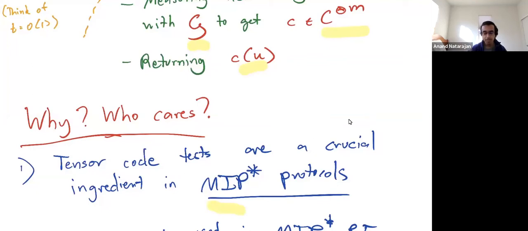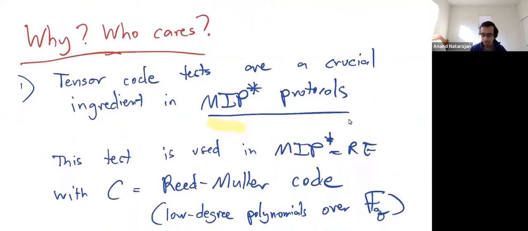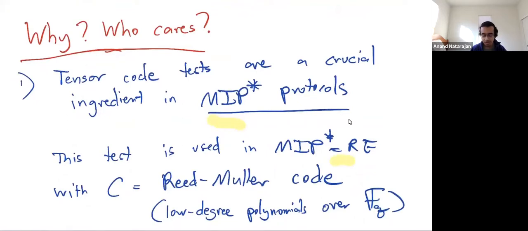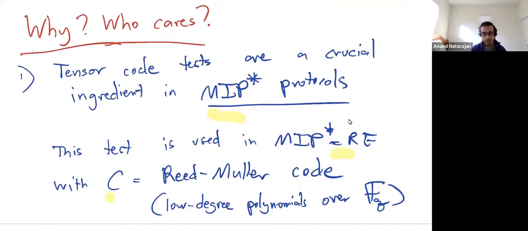So it's this class MIP star, which has been very interesting for quantum complexity theory. And indeed, in our result showing that MIP star is equal to RE, basically this test was one of the key ingredients. So with the base code C being instantiated as, I guess actually, the Reed-Solomon code, the code of low degree polynomials over some finite field. So that's one reason to care, is that this abstracts out that analysis from the MIP star equals RE result and presents it in a standalone way.